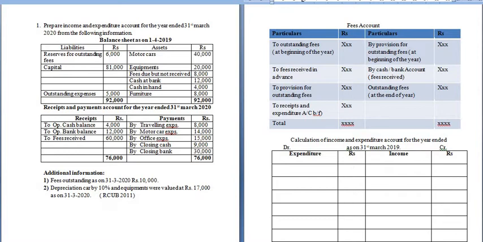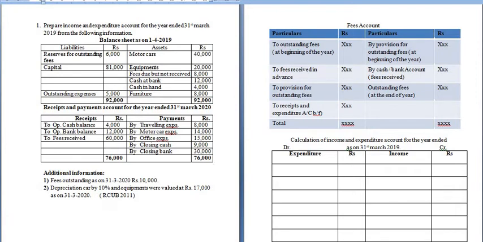Prepare the income and expenditure account for the year ended 31st March 2020. Sorry, actually it is 2019. The balance sheet is given, the receipts and payments account is given, and some additional information is also given.